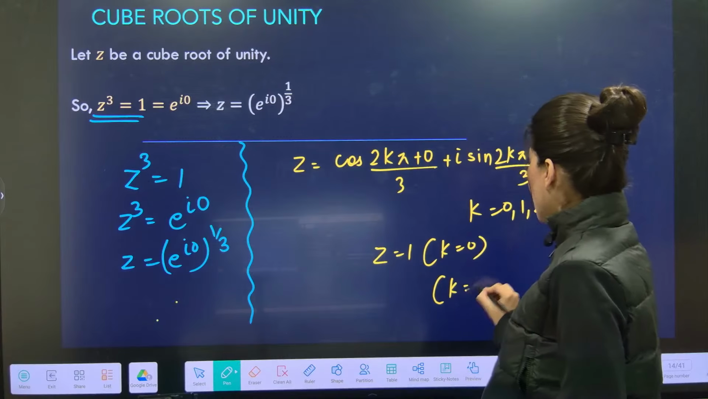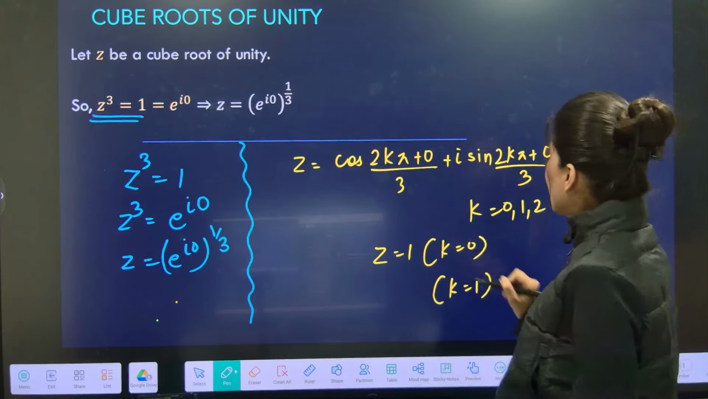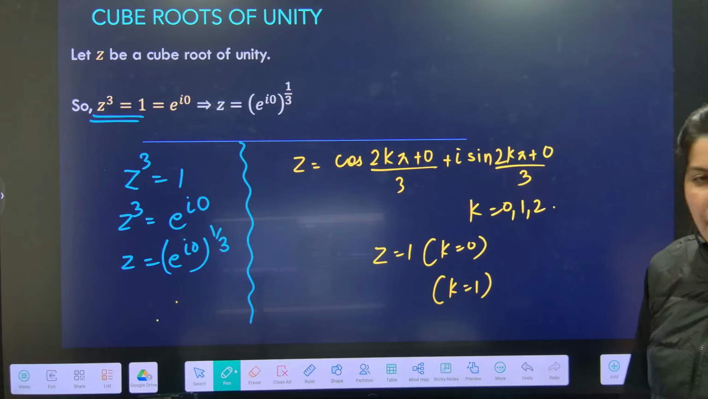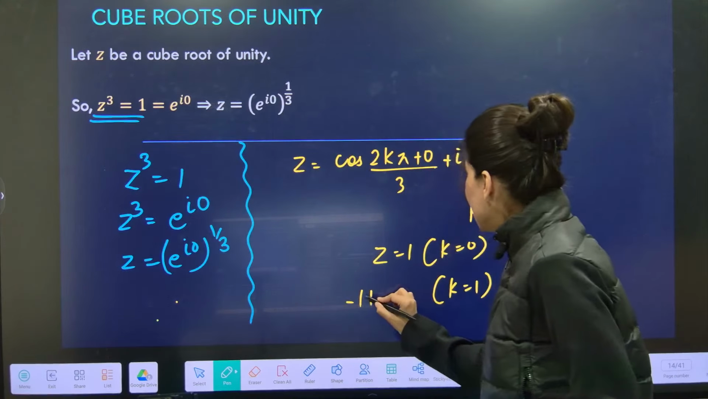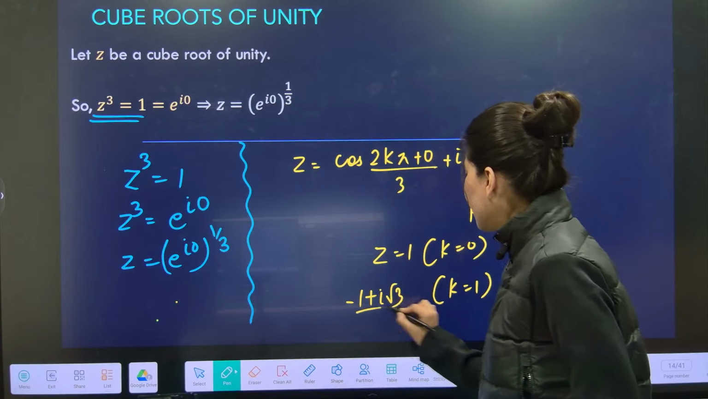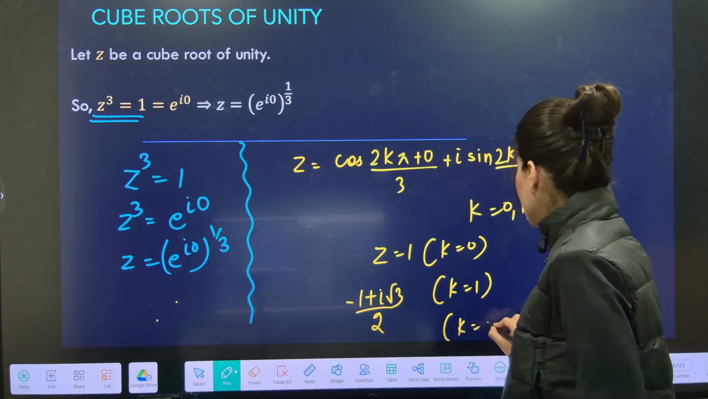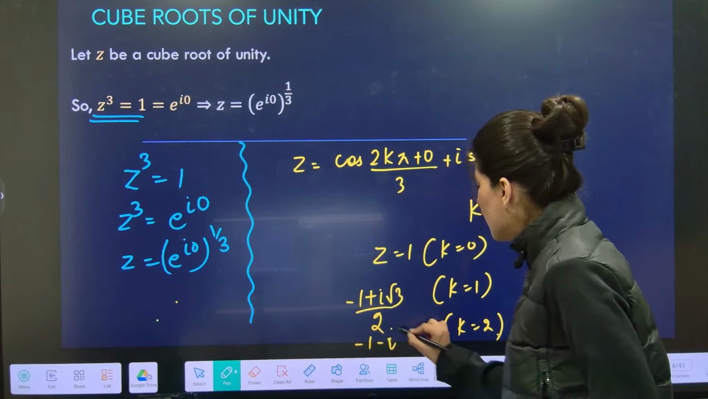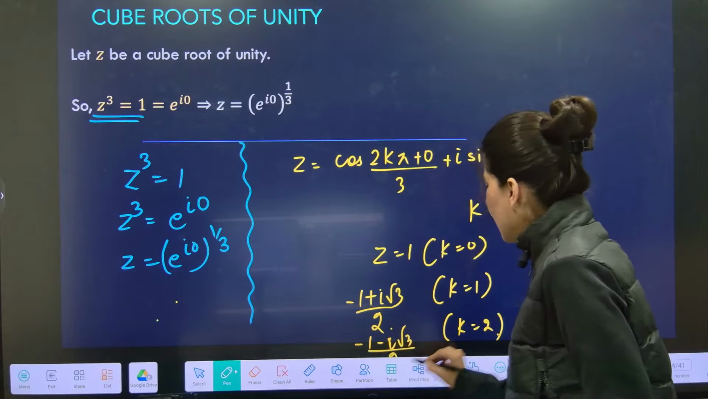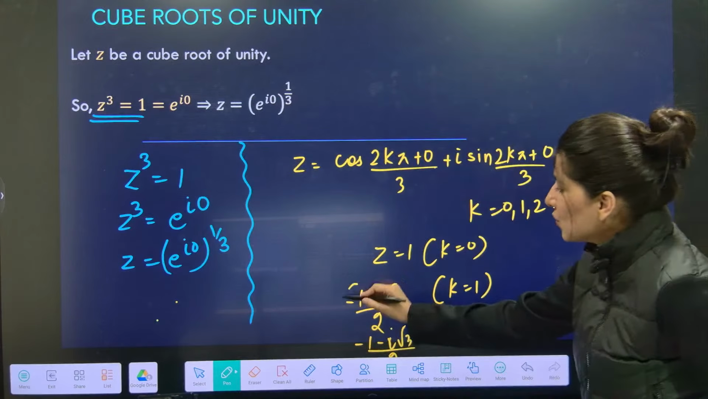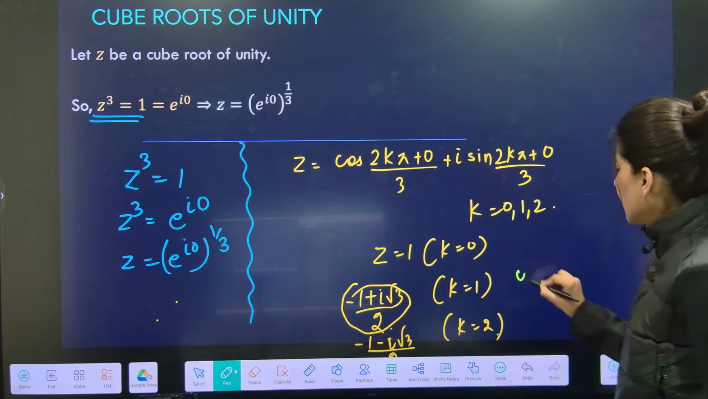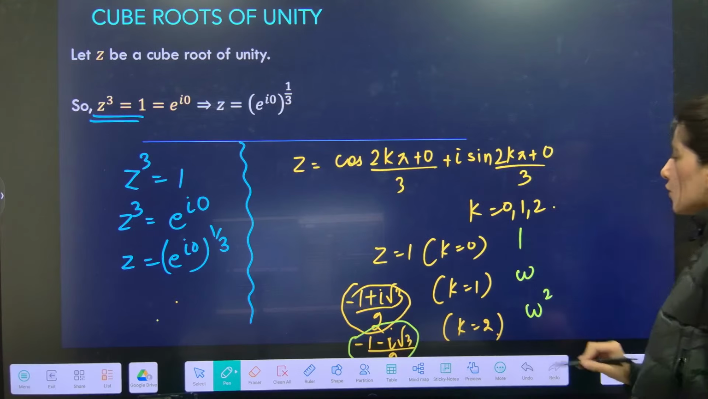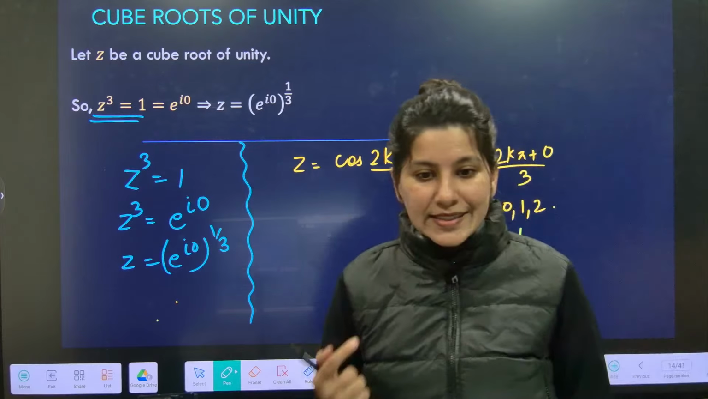If k is 1, then 2π/3, and here also 2π/3. So it is going to be minus 1 plus iota root 3 by 2. And k is equal to 2, my dear students, so 4π/3. So minus 1 minus iota root 3 by 2. And you know what? This thing which you are seeing over here is nothing but omega. This thing is nothing but omega square. So cube roots of unity, because it is very important.